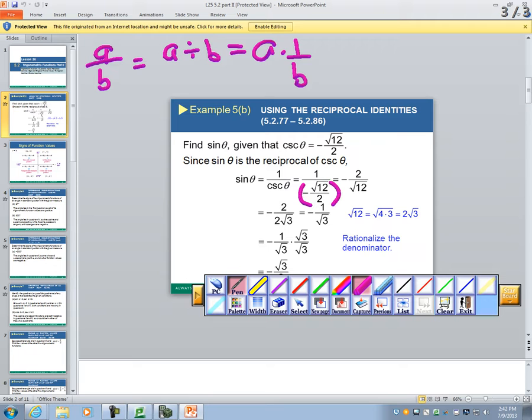Well, this would be like the B. So this would be like saying 1 over the negative square root of 12 over 2 would be 1 divided by negative square root 12 over 2. And so that would be 1 times a negative 2 over the square root of 12. Okay, so basically all you're doing is you're taking that denominator and you're flipping it.